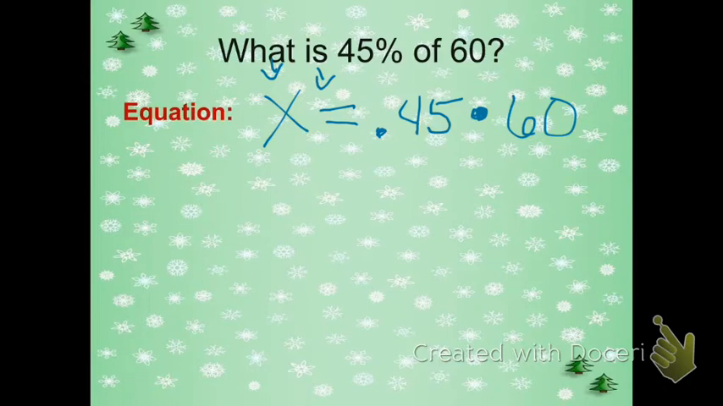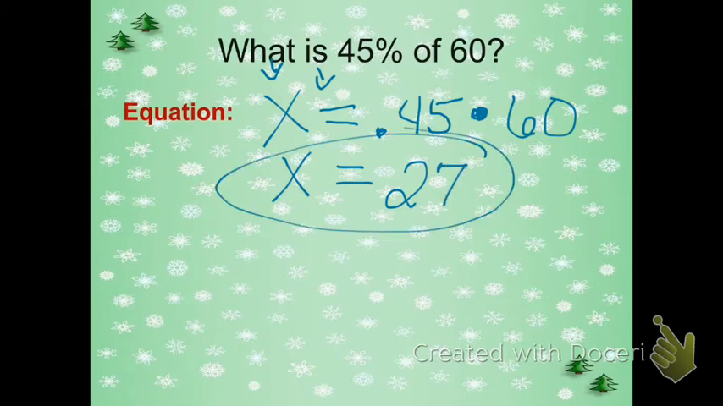Yeah, so you can pull out your calculator. 0.45 times 60. Raise your hand when you have it. Okay. All right, what is 0.45 times 60? 27. Okay? X equals 27.